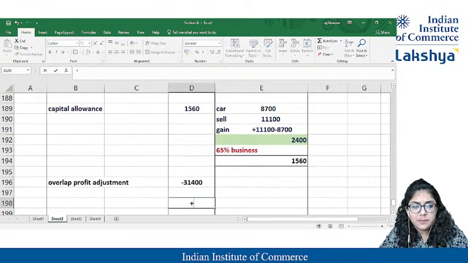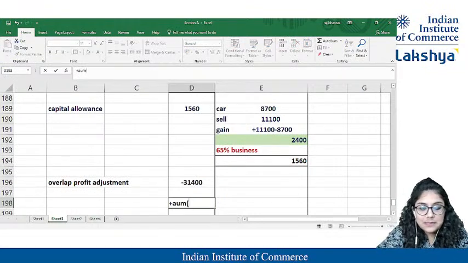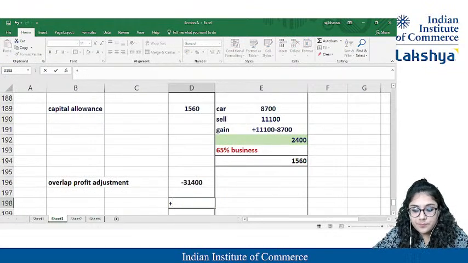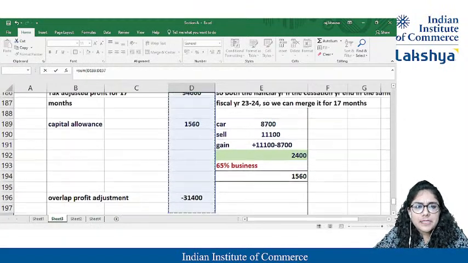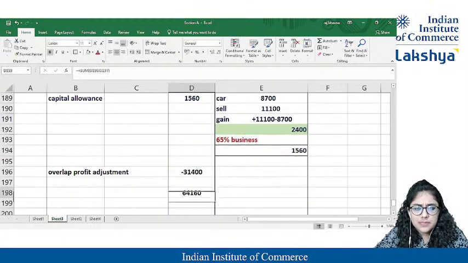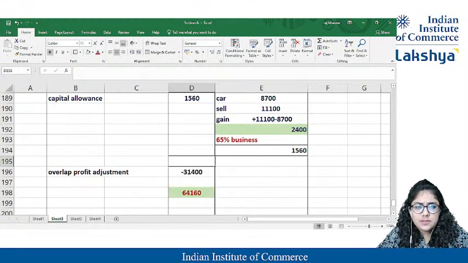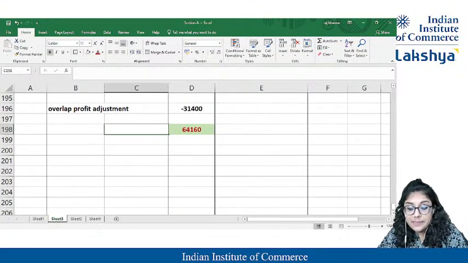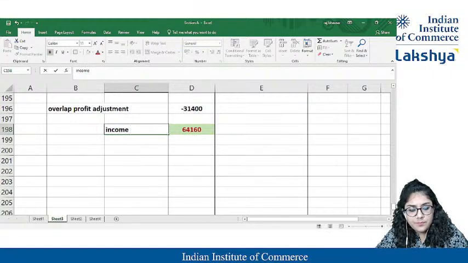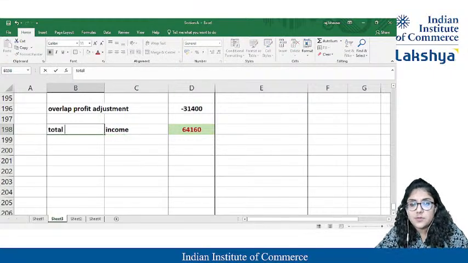Students, what is my remaining profit? Can I take the sum of all this? I just took a sum. It's 64,160. Students, if this is her income, the lady's total income is this. So this could be her total income, guys. You should know total income.